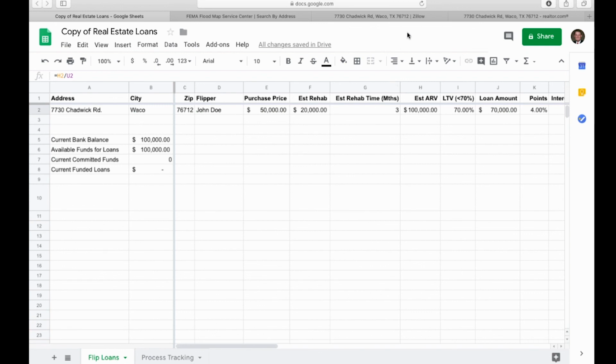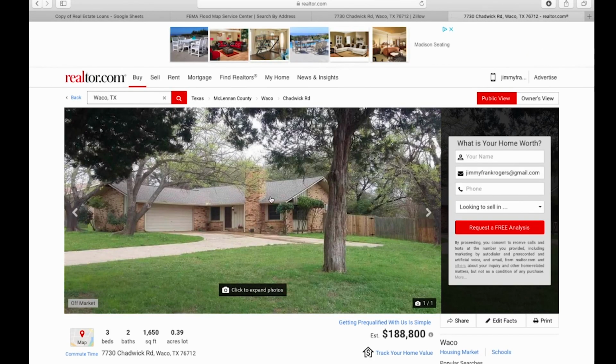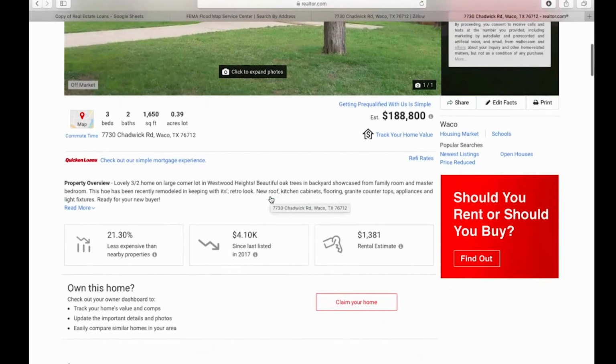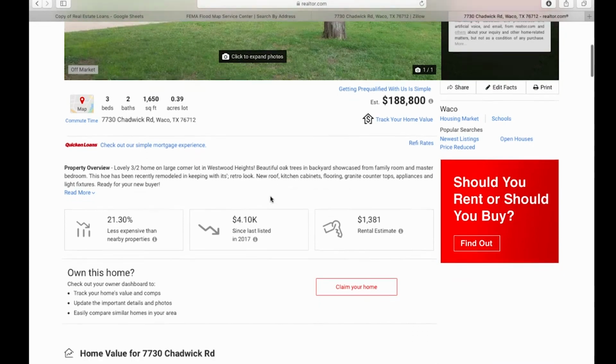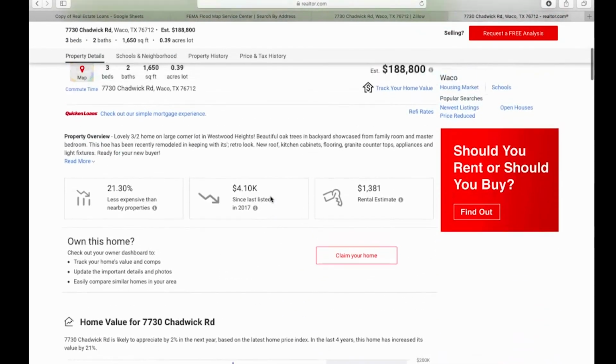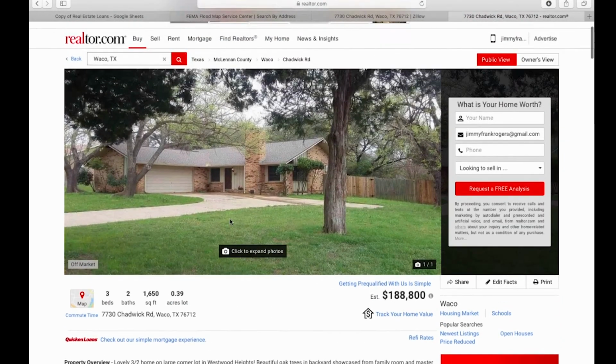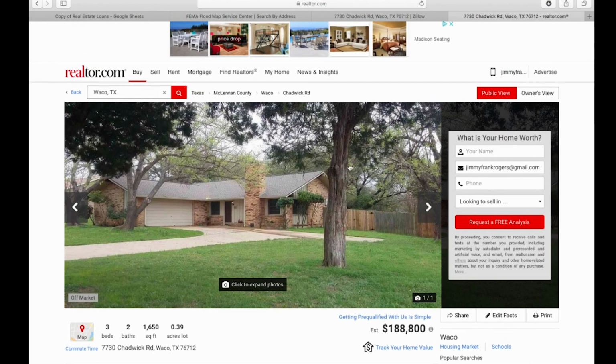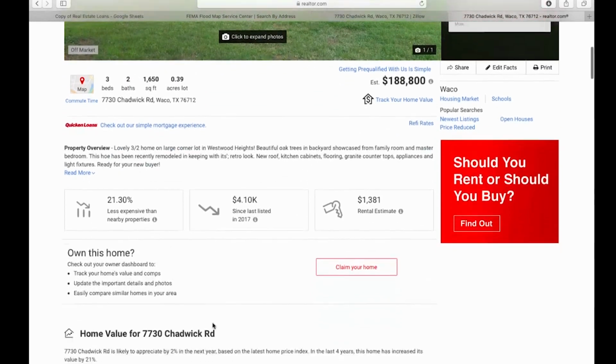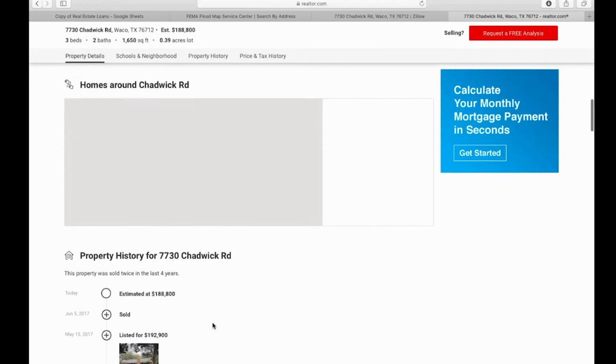The other thing that I will do too is take a look on, I like Realtor.com because it can also show me other homes for sale in the area. So right now we're looking at 3-bedroom, 2-bath homes, 1,600 square feet, kind of in Texas, your basic starter home. I can also look at other homes for sale in the area.